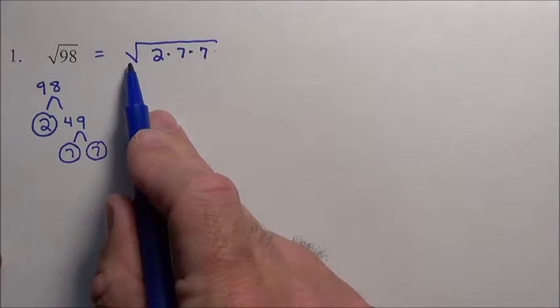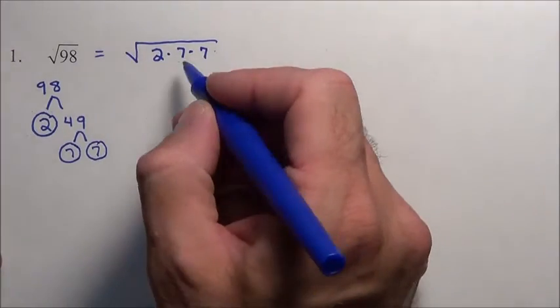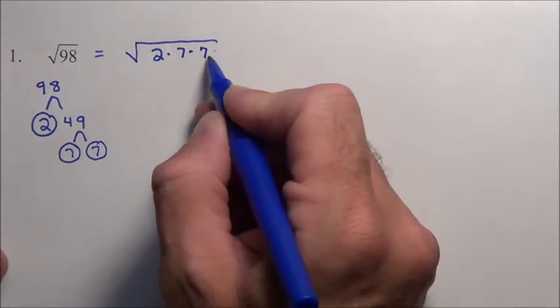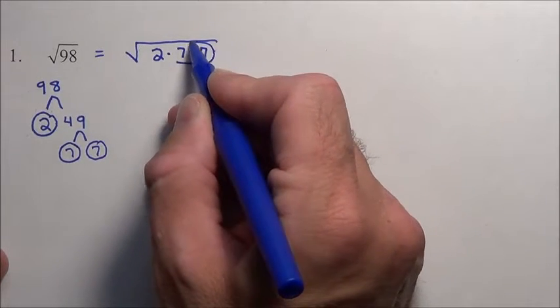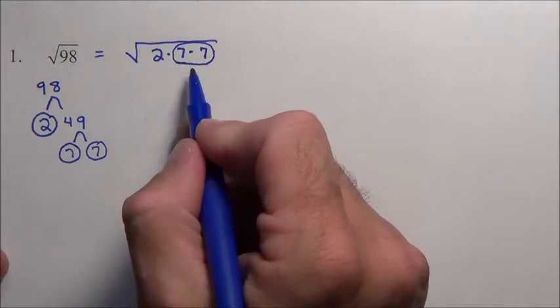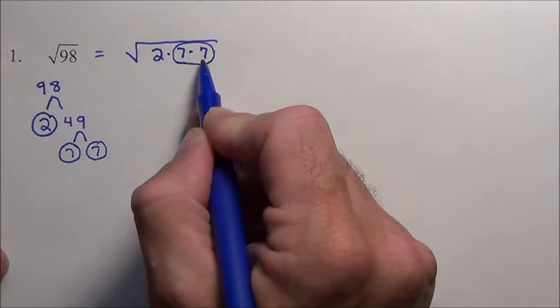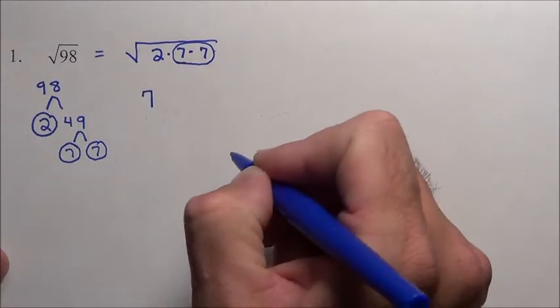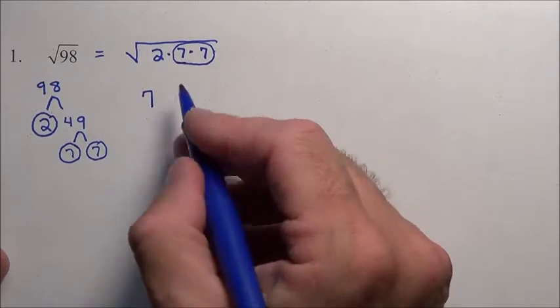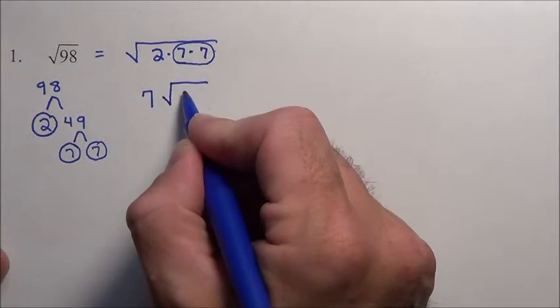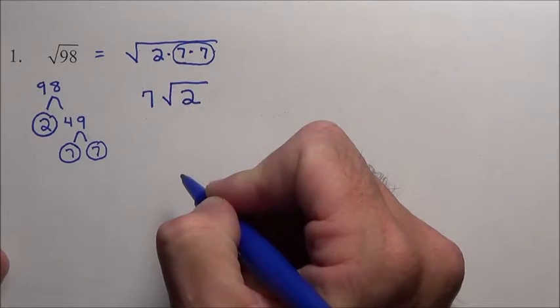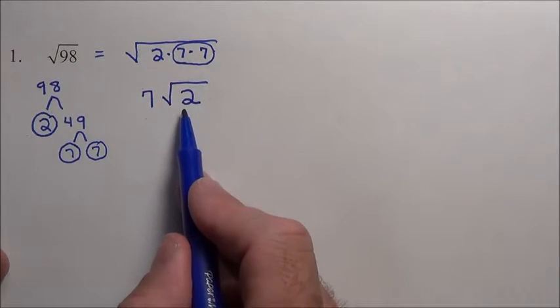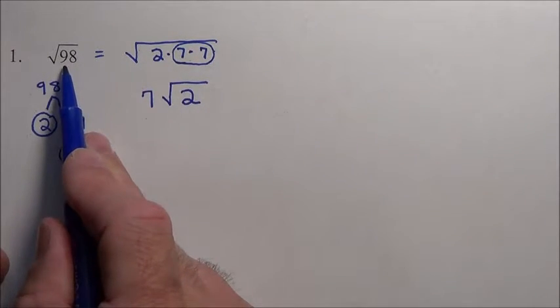Now, a square root means what times what gave you that. Well, notice we have two of the same thing in here. These will come out. You're looking for the square root, so you're looking for a pair. I have a pair of sevens, so a seven will come out, and it comes out by itself. It's like a married couple comes out as one. And you're left on the inside with root two. Seven times root two is the exact same answer as square root of 98.